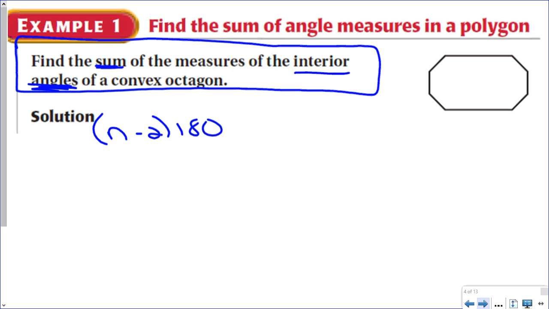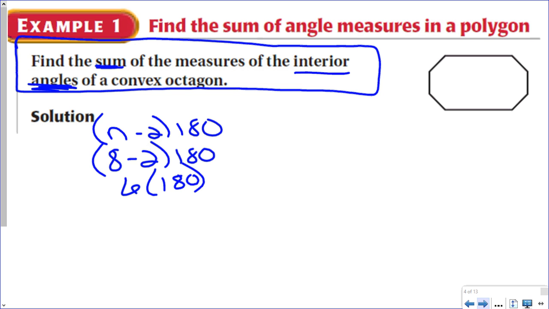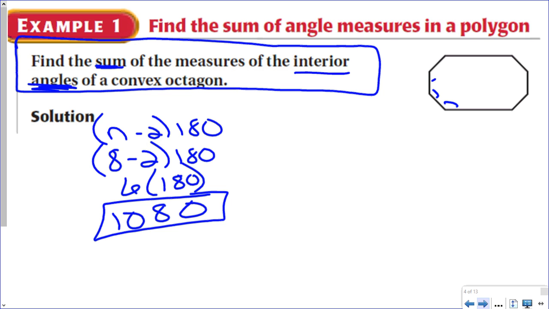So an octagon has 8 sides, so we'll go 8 minus 2 times 180. 6 times 180. 1,080 degrees would be the total inside the octagon if you added up every single one of these. And then that's just your answer for this one.